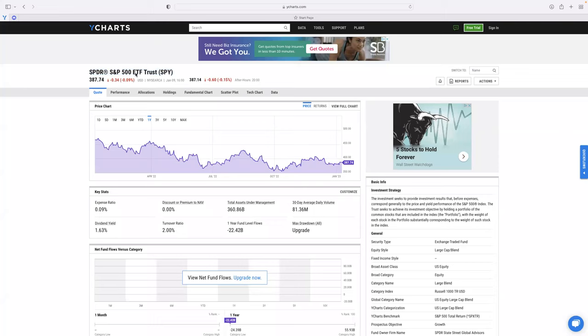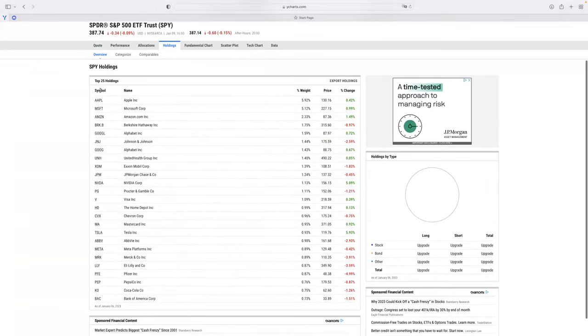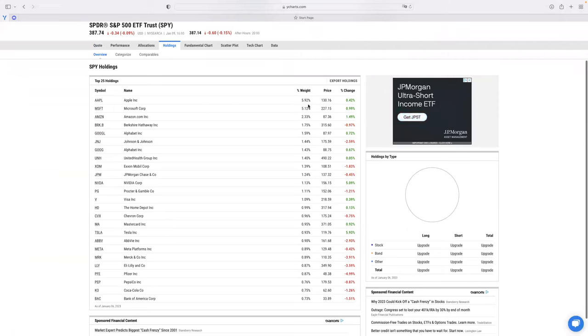So when we want to look up the holdings in an ETF, come over here, you just type it in again and you pull up the holdings and it'll pull up their top 25 holdings right here. Isn't that kind of cool? And you can see what percent of these companies they're holding in there. And you'll be able to see what the price is right now and the percent change that it's making. I believe this is the daily percent change.